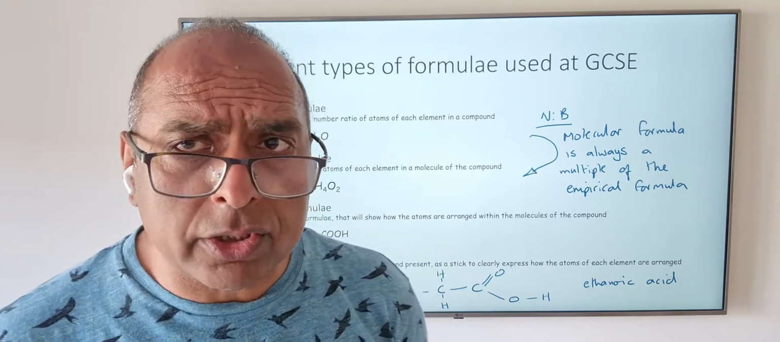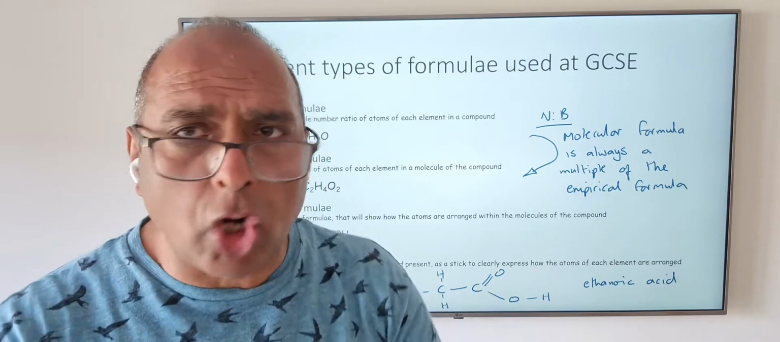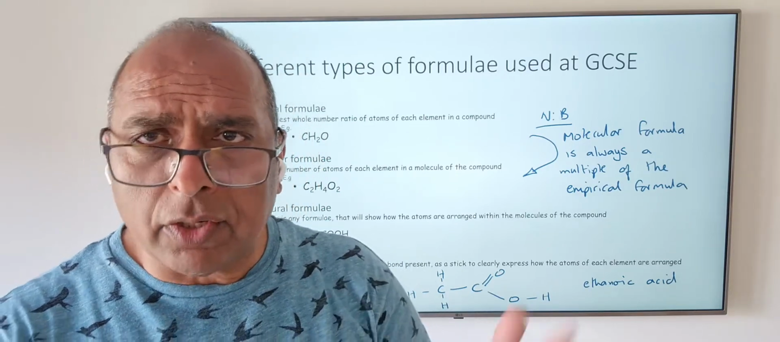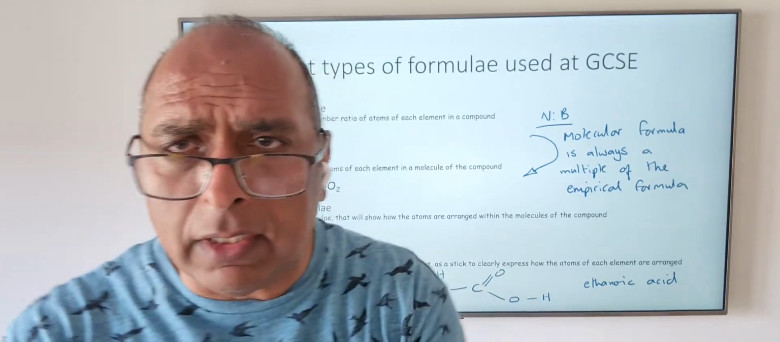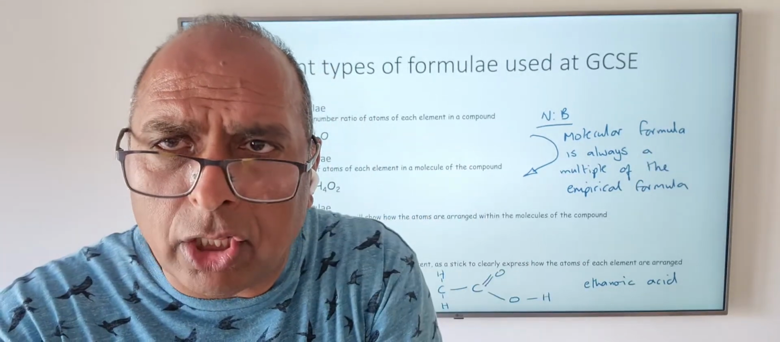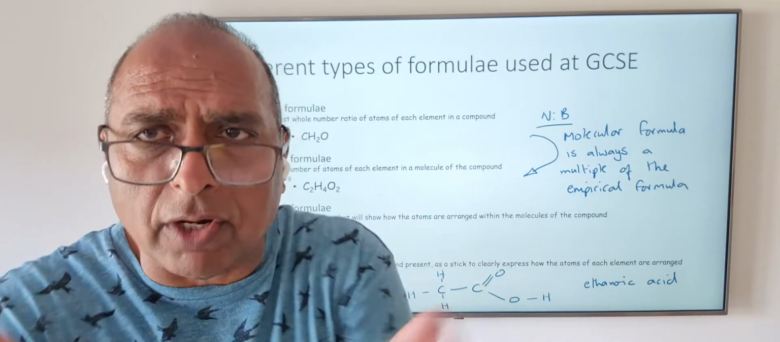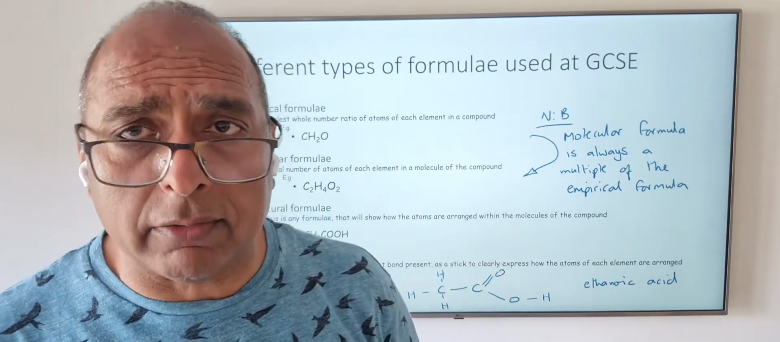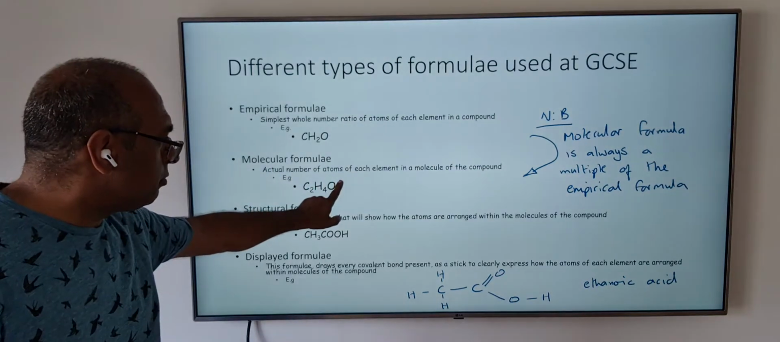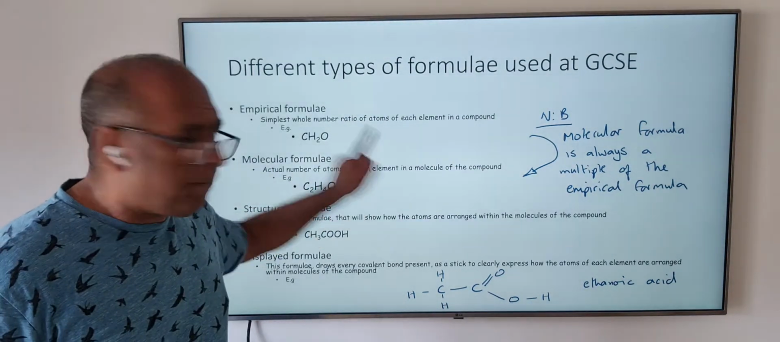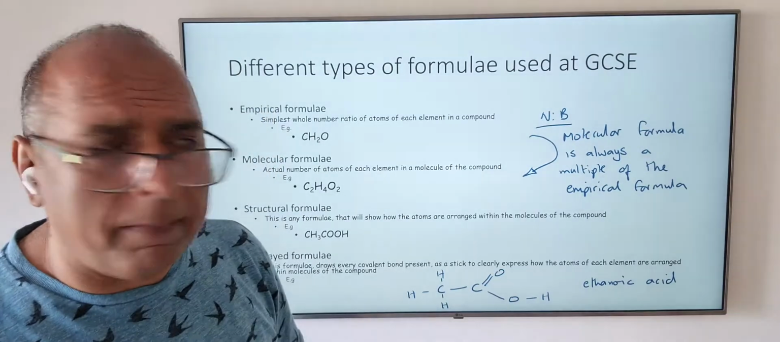Remember what a molecule was? A collection of atoms covalently bonded together. So the molecular formula is how many atoms are covalently bonded together to give you that little group of atoms, which we can call a molecule. And the definition is the actual number of atoms of each element present in a molecule of the compound.